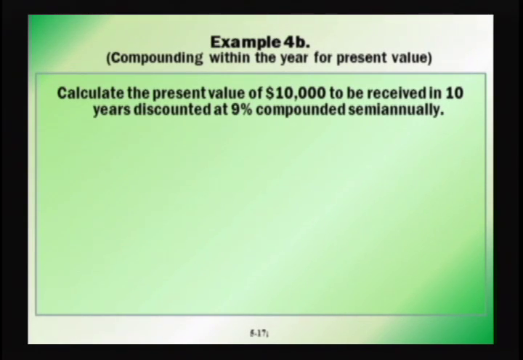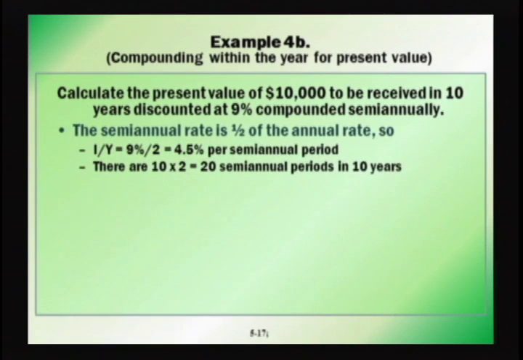Calculate the present value of $10,000 to be received in 10 years, discounted at 9%, compounded semi-annually. My interest rate is 9%. How much do I need today to have $10,000 in the future? If we're doing it semi-annually, how many periods are there each year? 2. So my interest rate, I take 9% divided by 2 to get my semi-annual interest rate. There are 2 periods in each year. 10 times 2 gives me 20 periods.